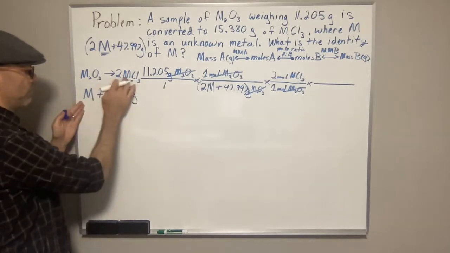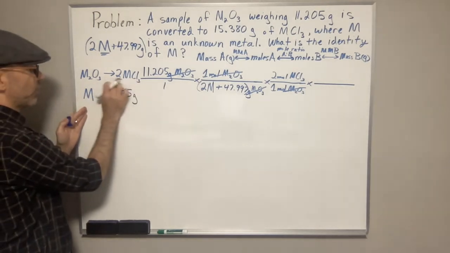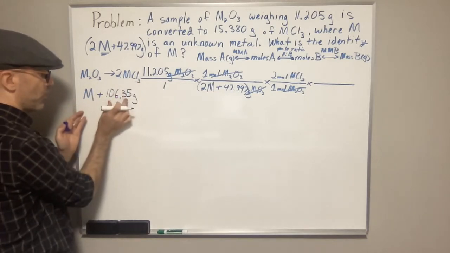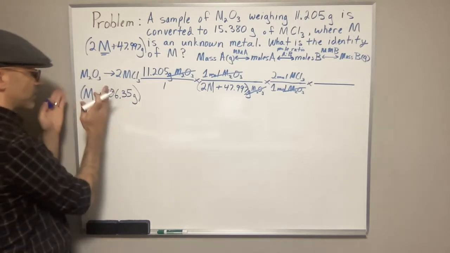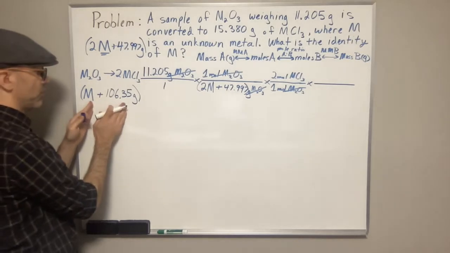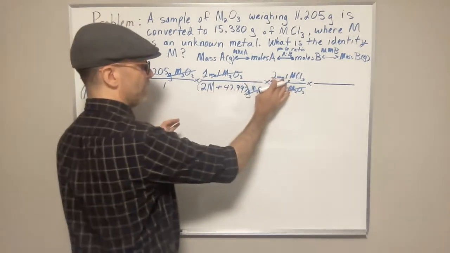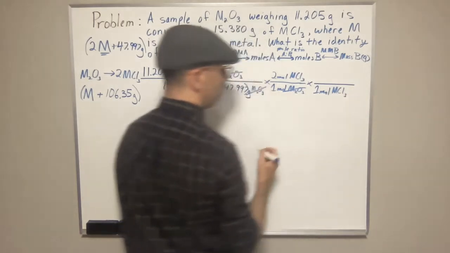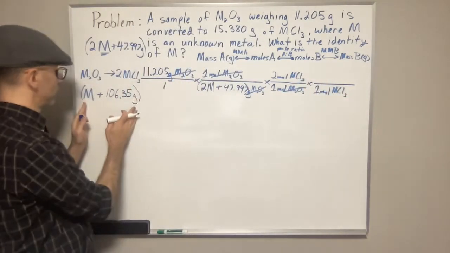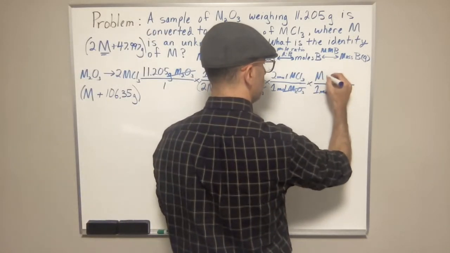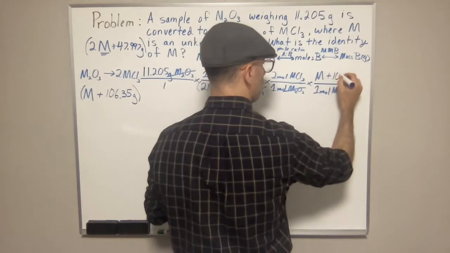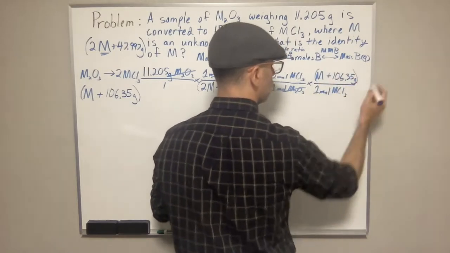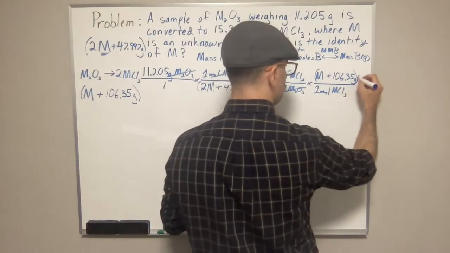So we have our M here. We're only looking at the formula. We don't care about the coefficient. So we have 1 M in our formula and 3 chloride ions. So the 3 together gives us that. So this is our molar mass formula for MCl3. So we're going to use that. So this time, since we have moles on the top here, we're going to have 1 mole of MCl3 on the bottom, and that 1 mole is equal to this formula here. So that's the number of grams. M plus 106.35 grams of MCl3.